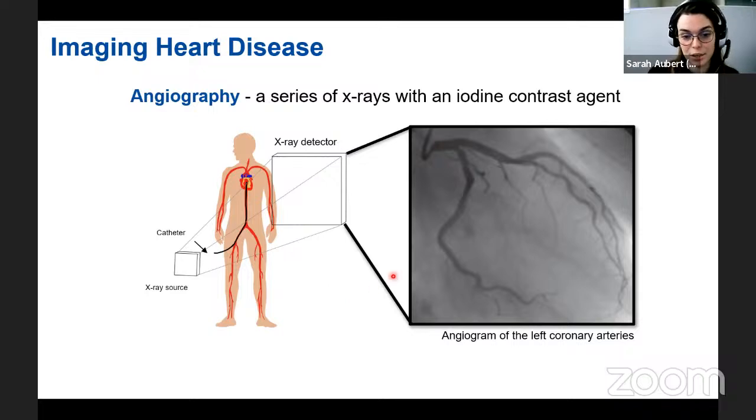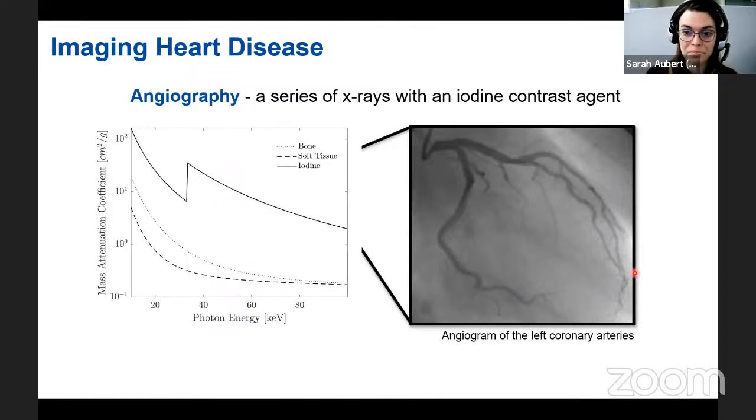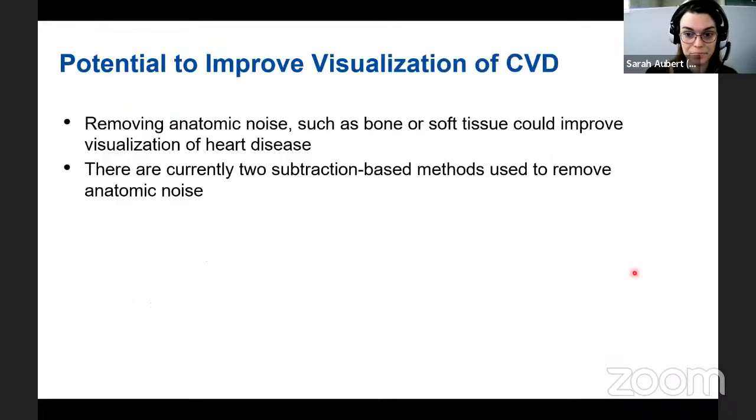Here we can see an example of what an angiogram of the left coronary arteries would look like. We use iodine as a contrast agent here because it attenuates X-rays differently than the surrounding materials due to its K edge at 33 keV. So there is potential to improve the visualization of heart disease by subtracting surrounding anatomic noise, such as bone and soft tissue that is around our contrast-enhanced vasculature in our angiographic images.